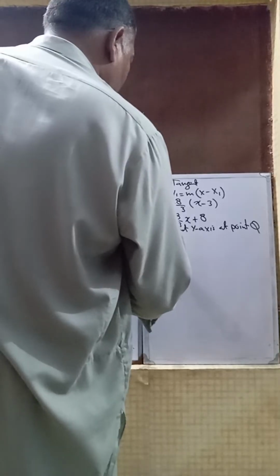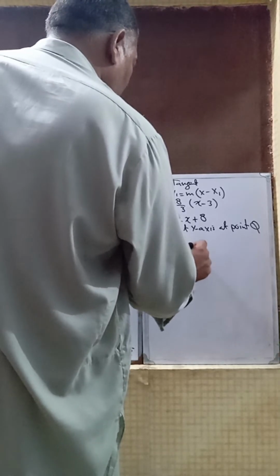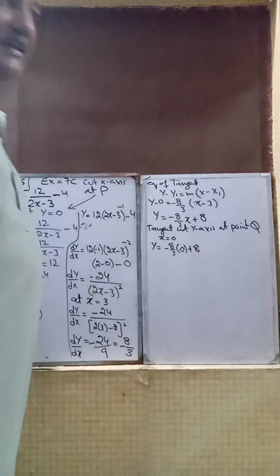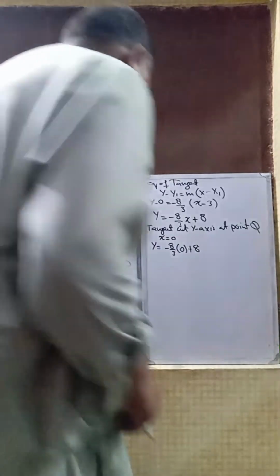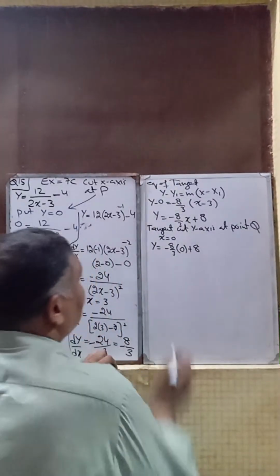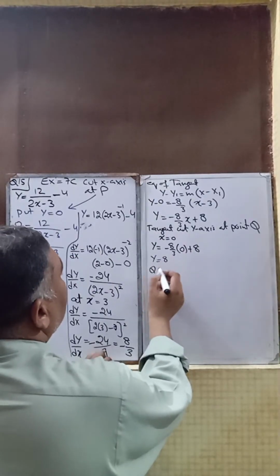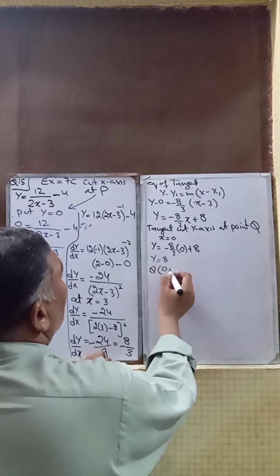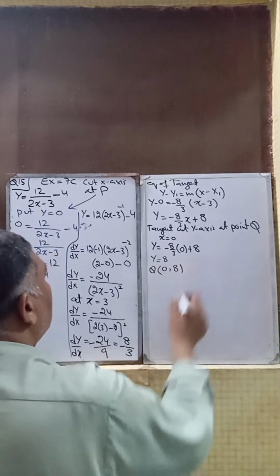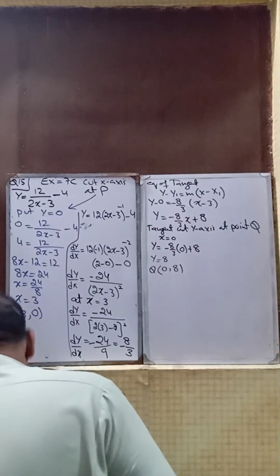So y will be equals to minus 8 divided by 3 into 0 plus 8. In the equation of the tangent, in the place of x, I will put 0, because when you cut the y-axis, the x is 0. So this thing becomes 0. So y is equals to 8. So the coordinates of the Q are (0, 8). Okay, so this is the point Q where the tangent cuts the y-axis.